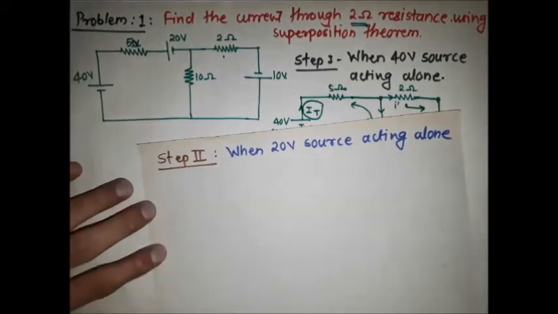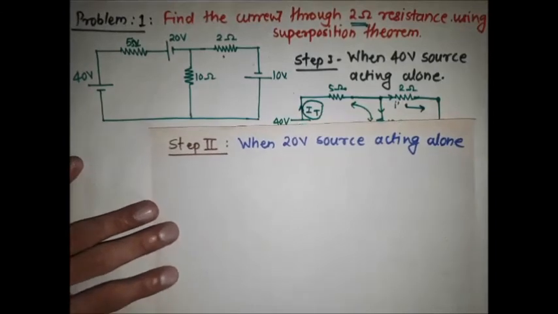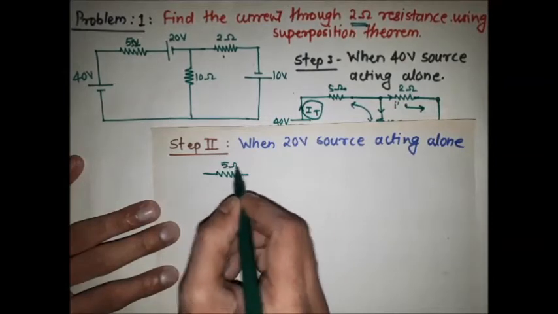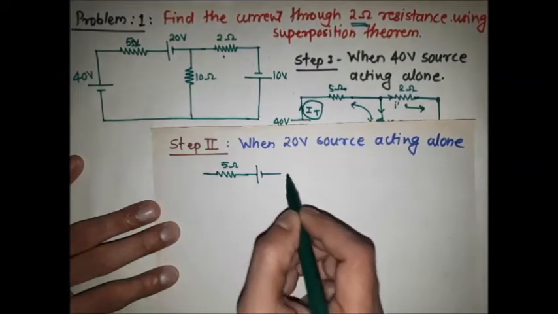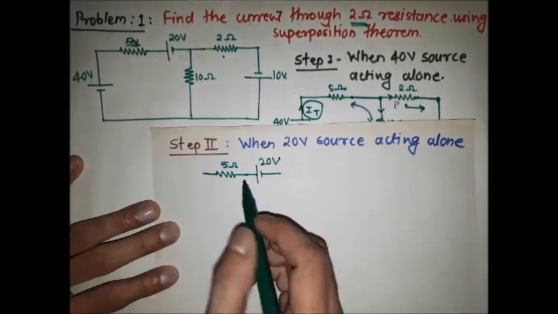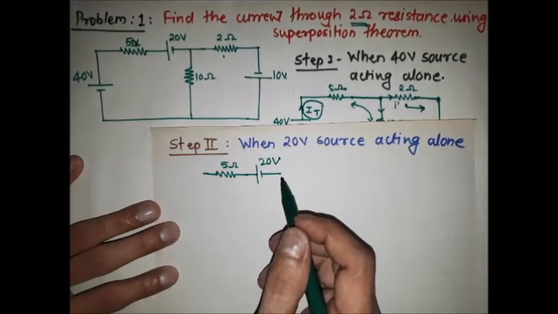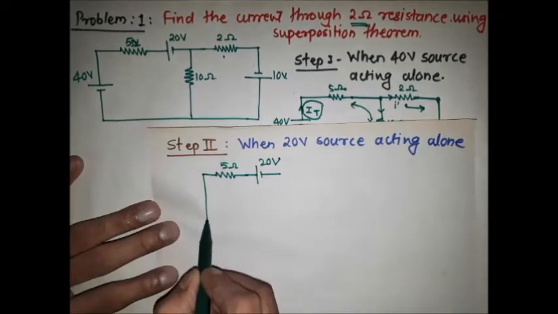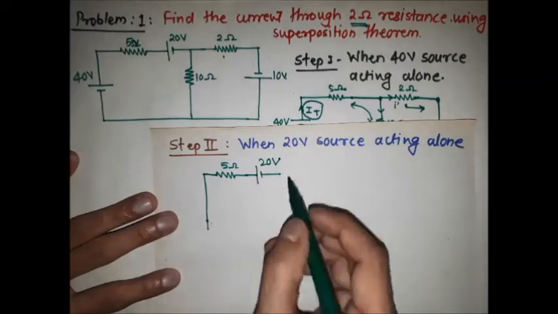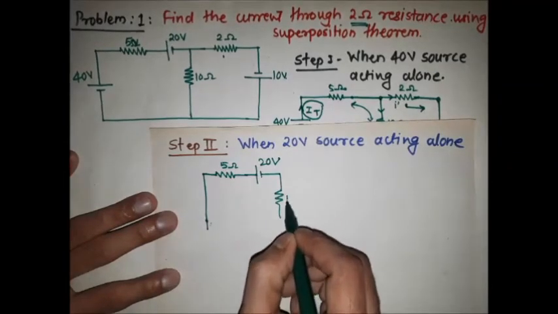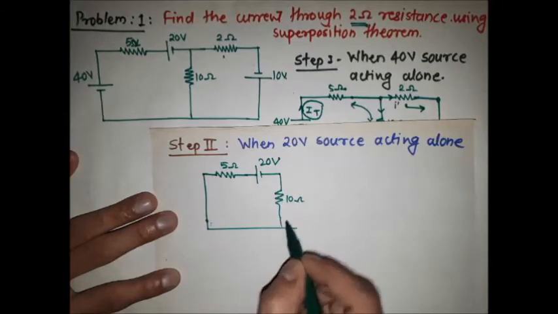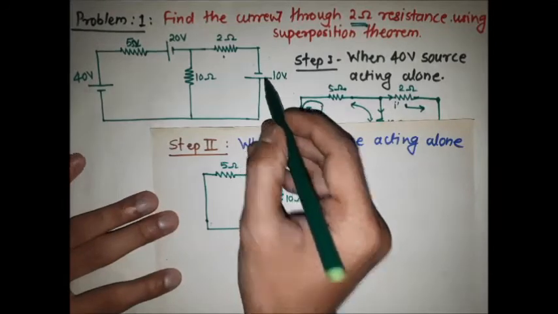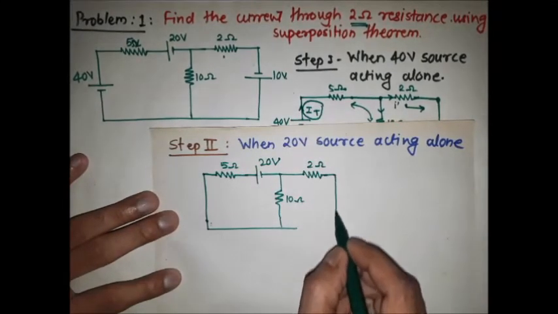That means when I am considering the 20 volt source alone, see here, this is the 5 ohm resistor which is connected to the 20 volt source. The other sources we are replacing with their internal resistances. So the 40 volt source will be replaced by a short circuit. Then here is the 10 ohm resistor, then the 2 ohm resistor as it is, and here again the 10 volt source we are replacing with a short circuit.